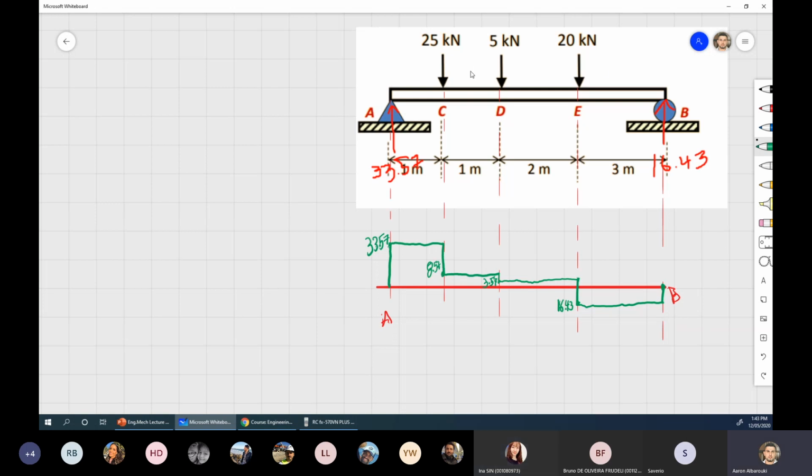See, now rather than taking a section here, a section there, another one there, and trying to calculate all these forces, straight away, if you ask me at this point here, I'll tell you the shear force value there is 33.57. That's what it is there at any location. In between those is 8.57 positive. In between those is 3.57. In between here, 16.43.